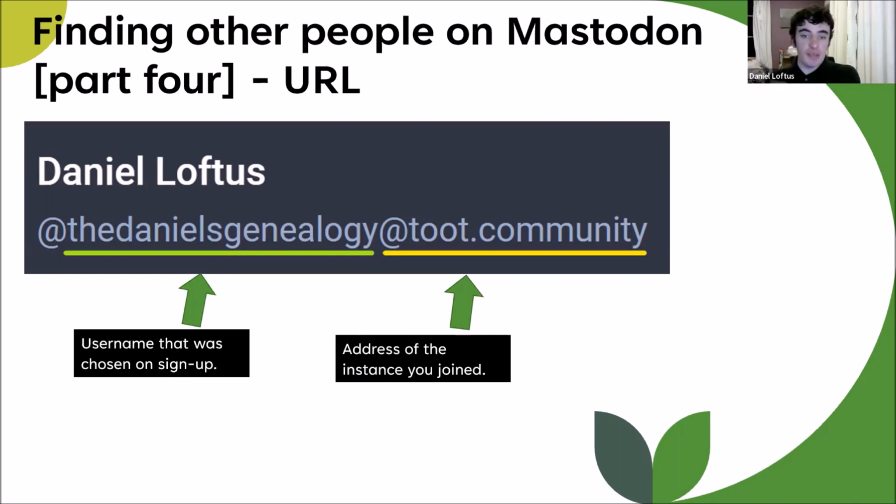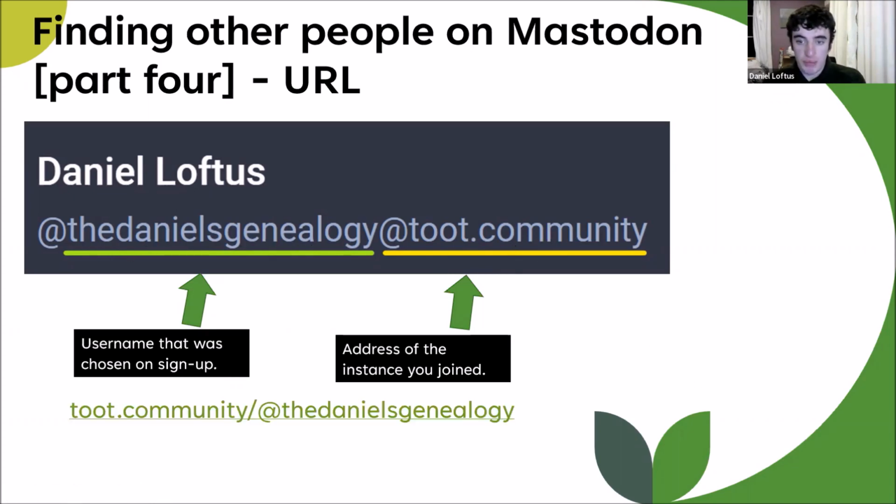So you do the HTTPS and then the ://, and all you need to do is just invert almost the instance. So it'd be HTTPS://to.community. So that would go first, and then the username would go afterwards, which would give you to.community/ whoever. And that's how you find them through the URL.